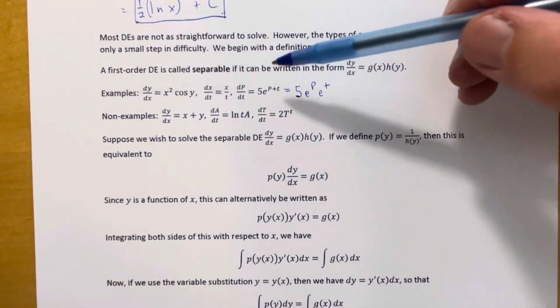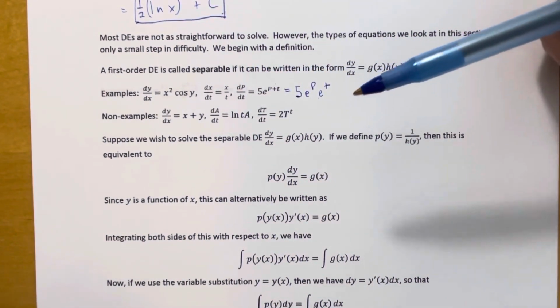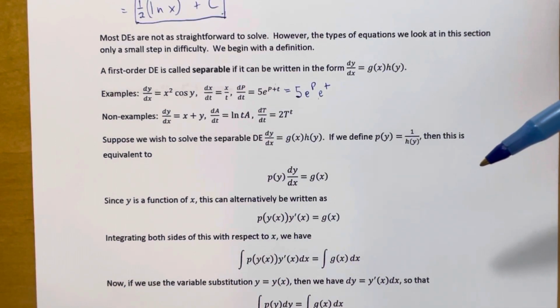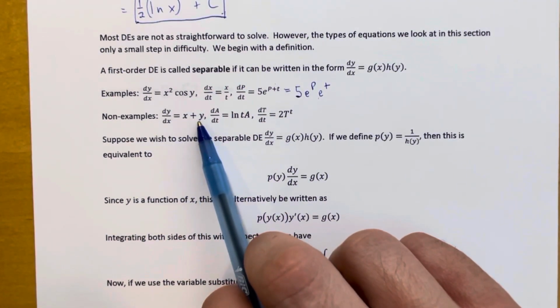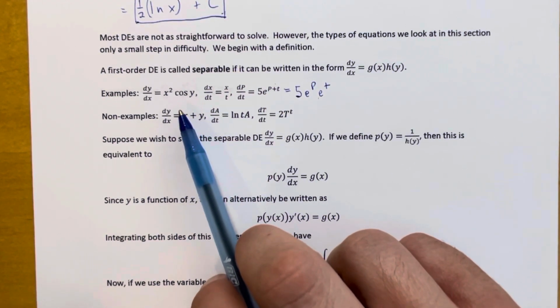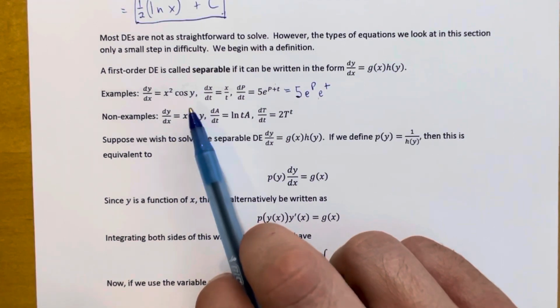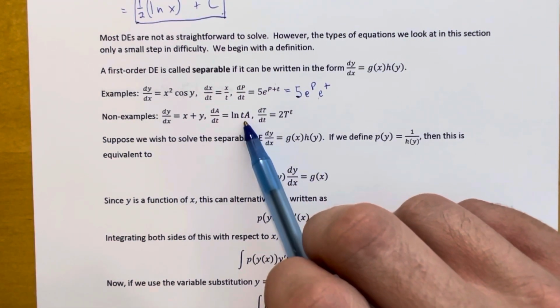And again, notice sometimes you have to write your function in a slightly different form before you can recognize it as separable. Here are some non-examples. So dy/dx equals x plus y. There is no way to write this so that it's represented exclusively as a function of x times a function of y. Here's another one, dA/dt equals the natural log of t times A.